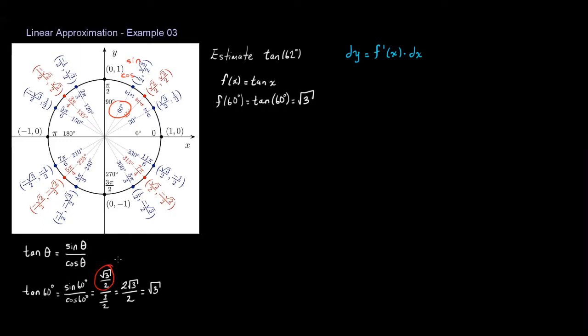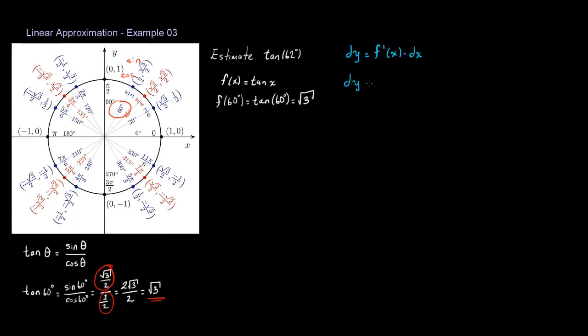Substituting what we have in the coordinates, we can see that the square root of 3 over 2 over 1/2 leads us to 2 times the square root of 3 over 2, which leads us at the end to the square root of 3. That's why tangent of 60 is equal to the square root of 3. Now, let's get to the main thing. In order to solve this approximation, we're going to be using this formula as a reference as well.